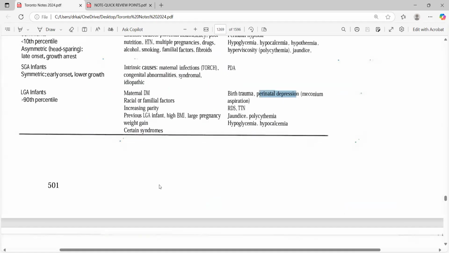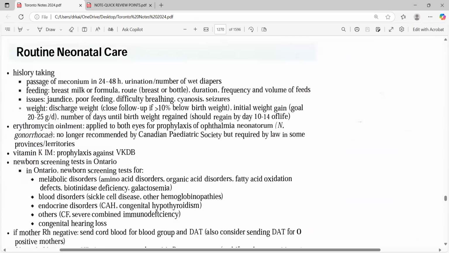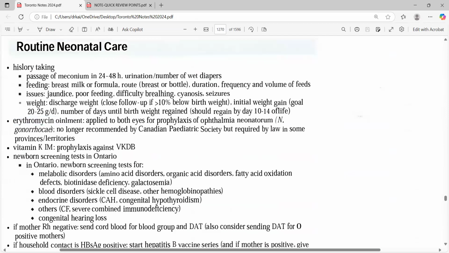Let's go back to this one here. How do you go for the routine neonatal checkup? Checking the history, then erythromycin ointment, and vitamin K. A lot of people don't go for this one. This can be asked in the question: when the newborn is given, what is the first primary care? If they give you MCQs with multiple options and ask what is the most important one, the most important one is vitamin K more than erythromycin or anything else.